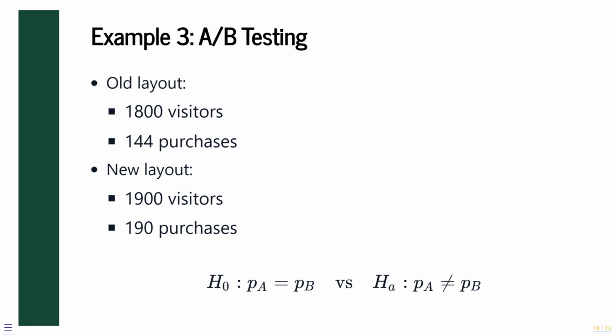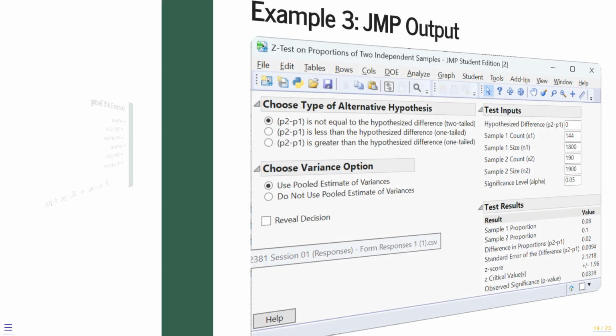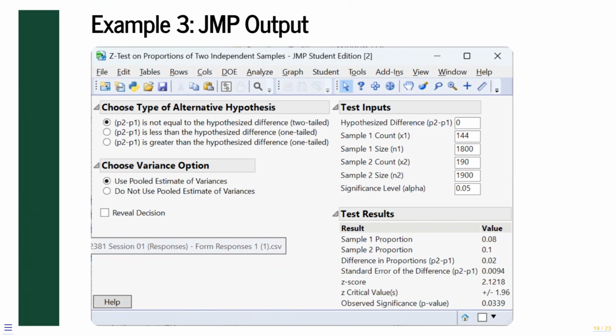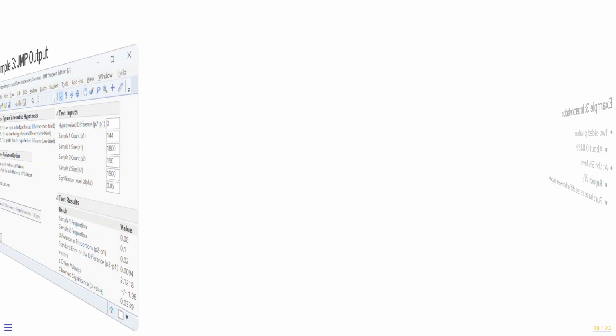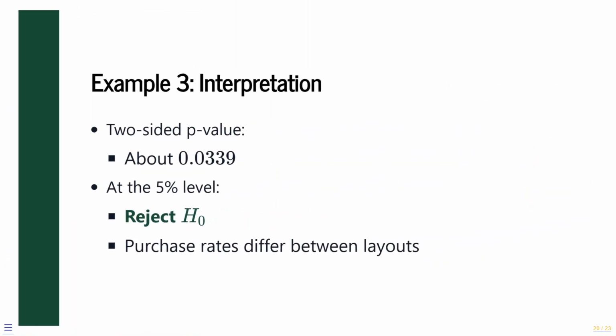In example 3, an online retailer compares an old layout to a new layout in an A/B test. This is analyzed using JMP output. This image shows the JMP test output for the two sample proportion comparison. The two-sided p-value is about 0.0339, so at the 5% level we reject H sub 0 and conclude the purchase rates differ between the two layouts.